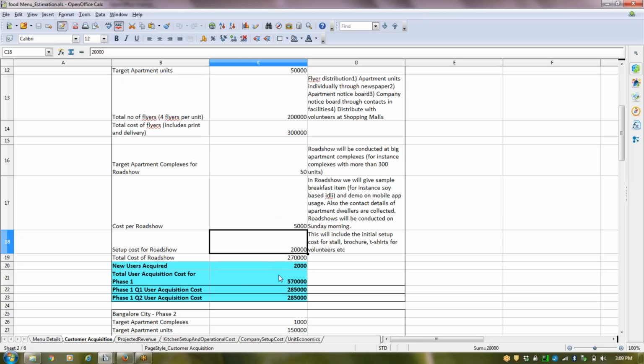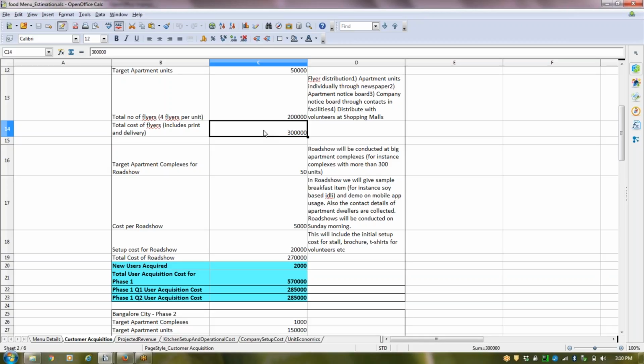So once they add up all these costs, you will get total user acquisition cost for phase 1, which is like 5,70,000. How did this come? This came with the 2,70,000, which is the total cost of roadshow, and then 3 lakhs for the printing and delivery of flyers.